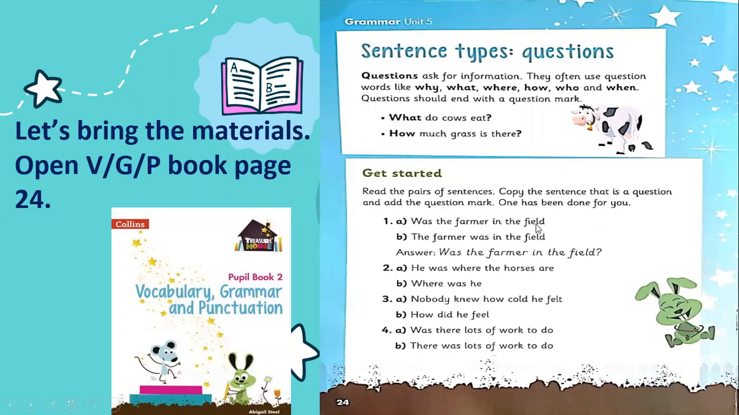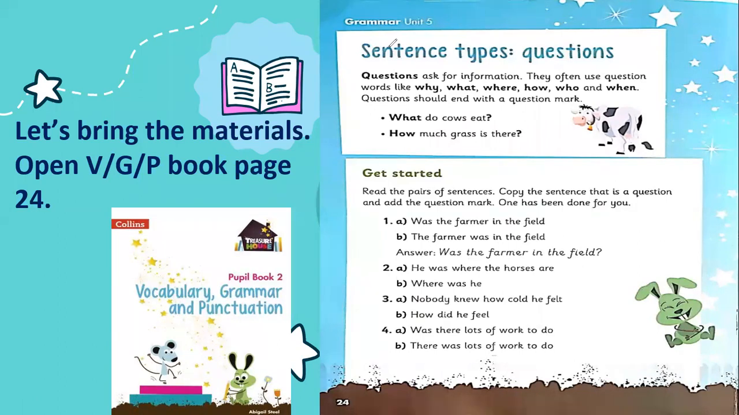For example, I have number 1A. Was the farmer in the field? The farmer was in the field. So the answer here is, was the farmer in the field? So this is the answer. Can you see it has been copied? Okay, so let's see another one.